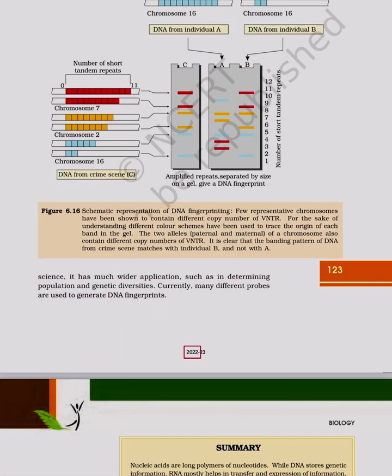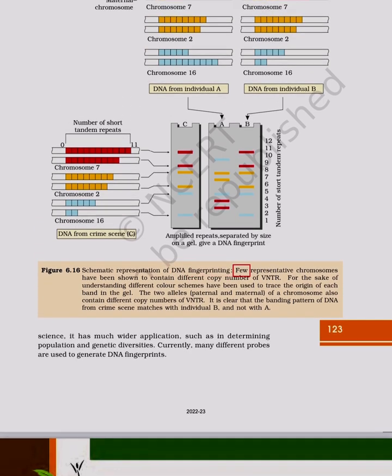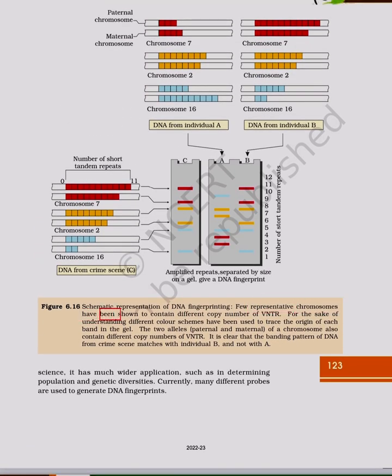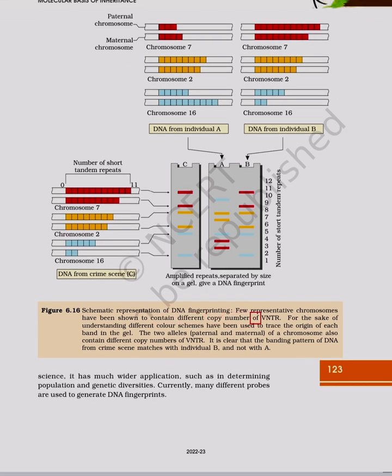Figure 6.16: Schematic representation of DNA fingerprinting. Few representative chromosomes have been shown to contain different copy numbers of VNTR. For the sake of understanding, different color schemes have been used to trace the origin of each band in the gel. The two alleles, paternal and maternal, of a chromosome also contain different copy numbers of VNTR. It is clear that the banding pattern of DNA from the crime scene matches with individual B, and not with A.